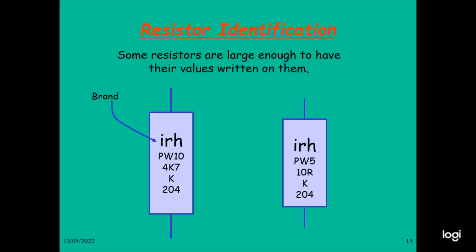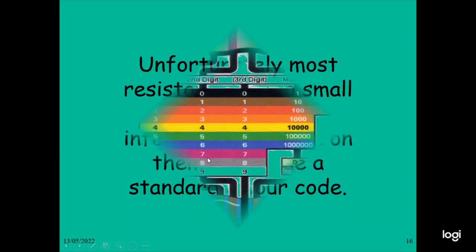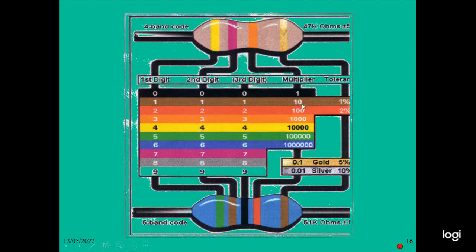The resistor identification is, in this case, the first is the brand. PR5 is the power rating. 4K7 is the nominal value, and also K240 is the construction method. So unfortunately, this is what kind of color coding of the resistor.